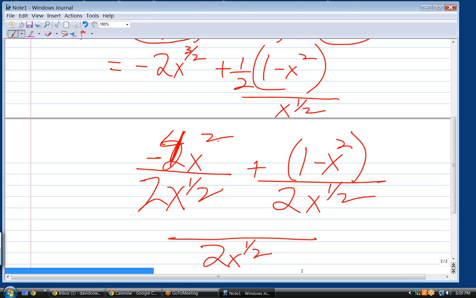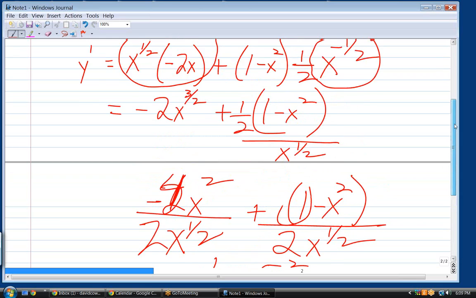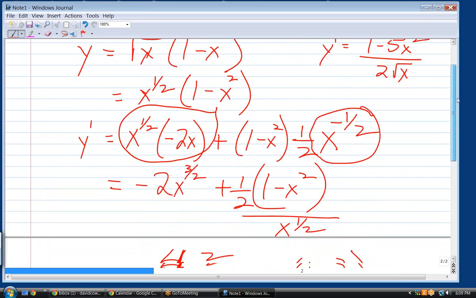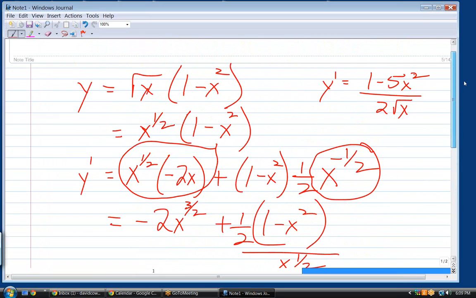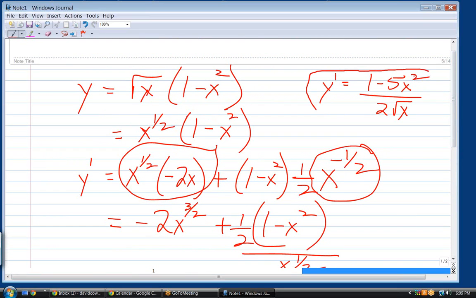And what do we have? We have minus 4x squared plus another x squared. So that's minus 5x squared. And there's the 1. So it's 1 minus 5x squared all over 2x to the 1/2. And x to the 1/2 is the same as root x. So that's how we come up with that as an answer.